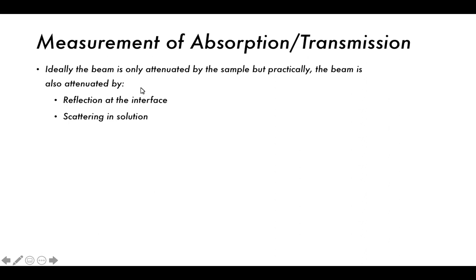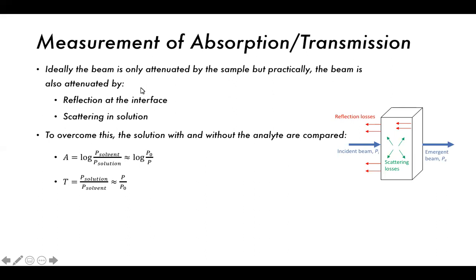Then we have scattering in solution. So this is where there maybe is some dust in solution or some very fine particles that we weren't able to totally remove. There are a lot of different things which can happen as we go through, which can cause the beam which enters the sample and the beam which leaves the sample to be not only attenuated by the sample but by other things. To overcome this, we use a blank.